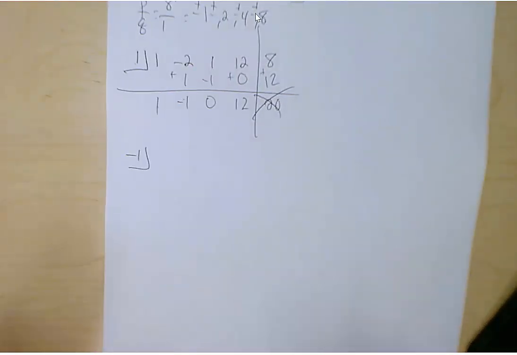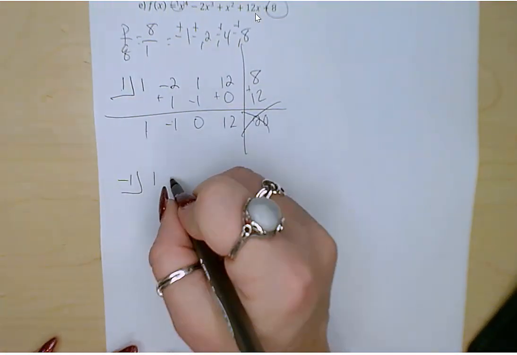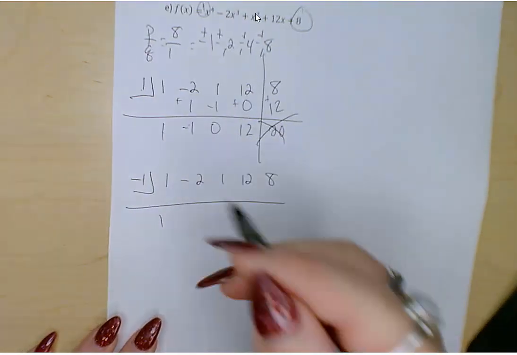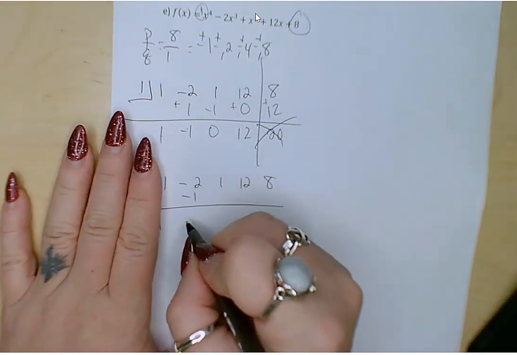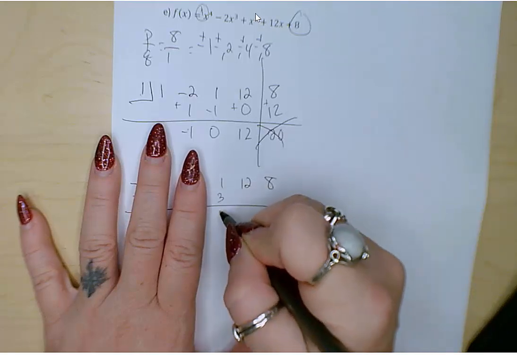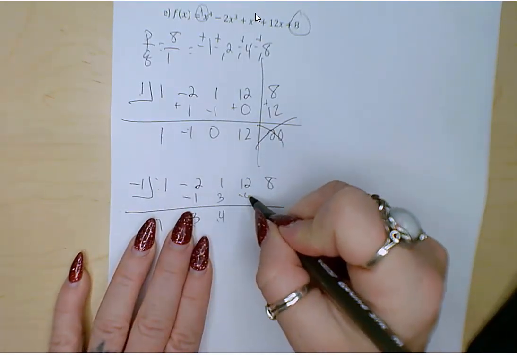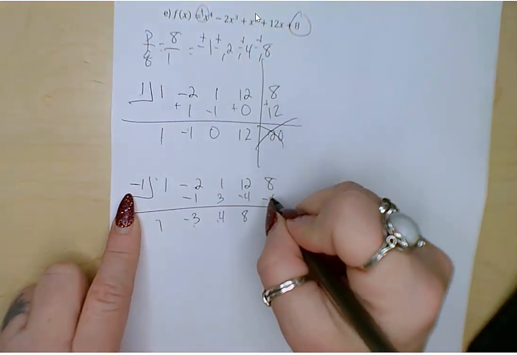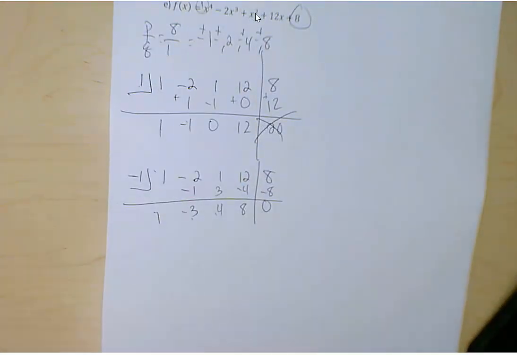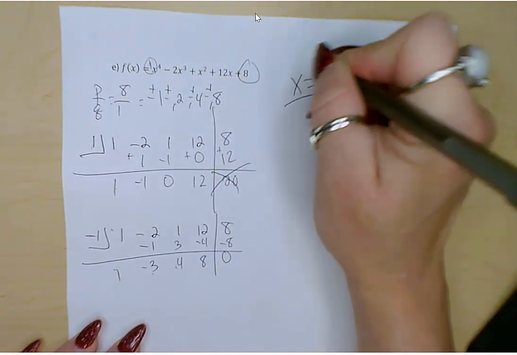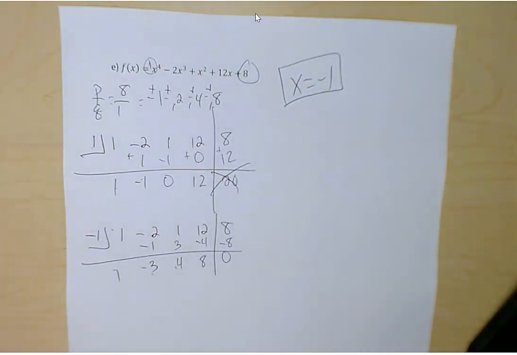Let's try negative 1. If we try negative 1, dropping down the same numbers, so 1, negative 2, 1, 12, and an 8. Let's do this again. 1 times negative 1 is a negative 1. When we add, negative 3. When we multiply, 3. When we add, we get 4. Multiply, we get negative 4. When we add, we get 8. If we multiply there, we get a negative 8. And when we add that last column, we get a 0. That is exactly what we're looking for. We now know one of our solutions, x does equal a negative 1.